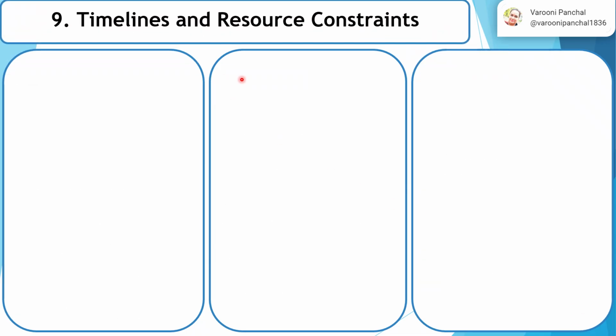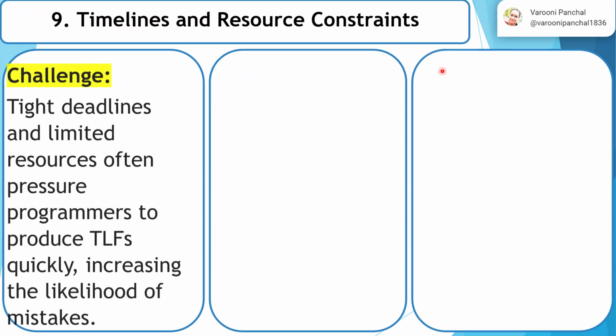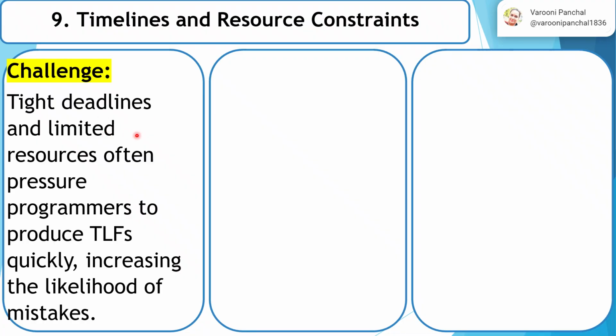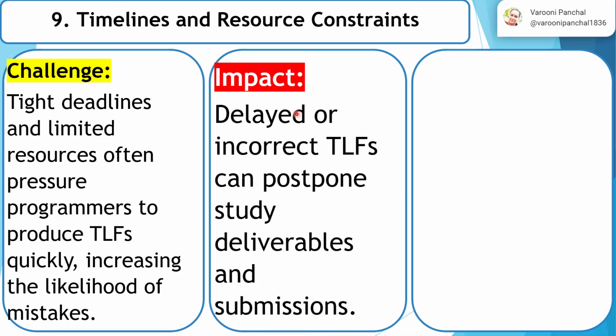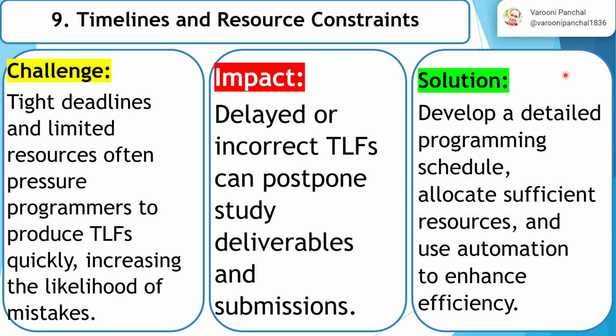Number 9. Timelines and resource constraints. Challenge. Tight deadlines and limited resources often pressure programmers to produce TLFs quickly, increasing the likelihood of mistakes. Impact. Delayed or incorrect TLFs can postpone study deliverables and submissions. Solution. Develop a detailed programming schedule, allocate sufficient resources, and use automation to enhance efficiency.